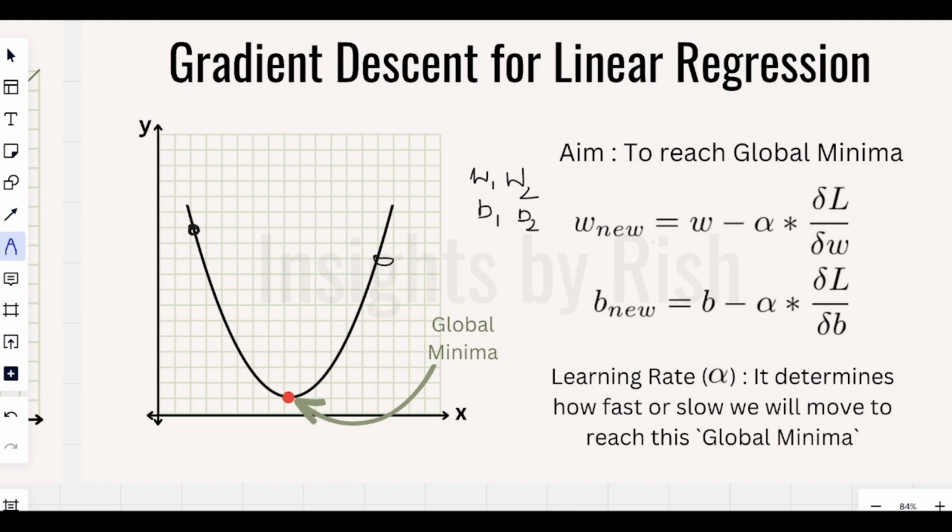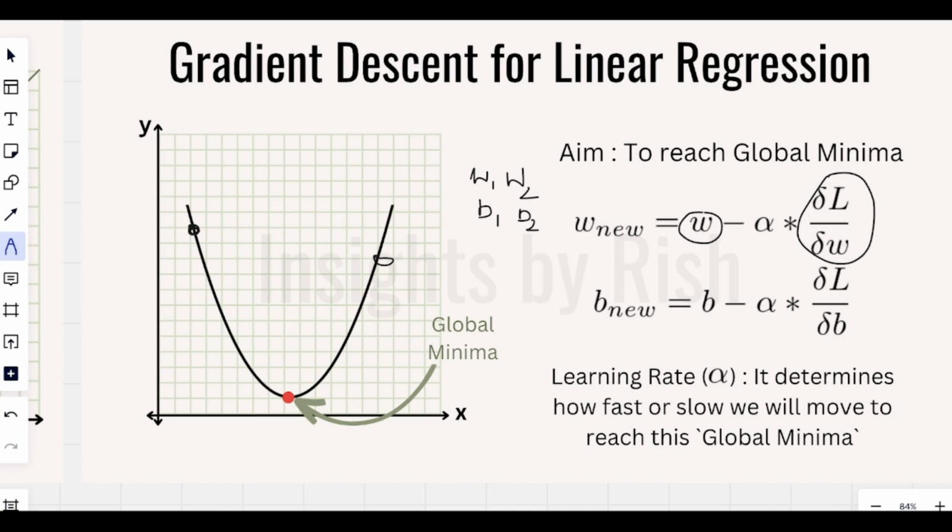So in this case, this is the formula you can see. Your new weight will be your W, this is your old weight. So W new will equal W old minus alpha into the gradient of the loss function, where L is the loss function, that is mean squared error or mean absolute error. This is the gradient of the loss function with respect to change in weight.